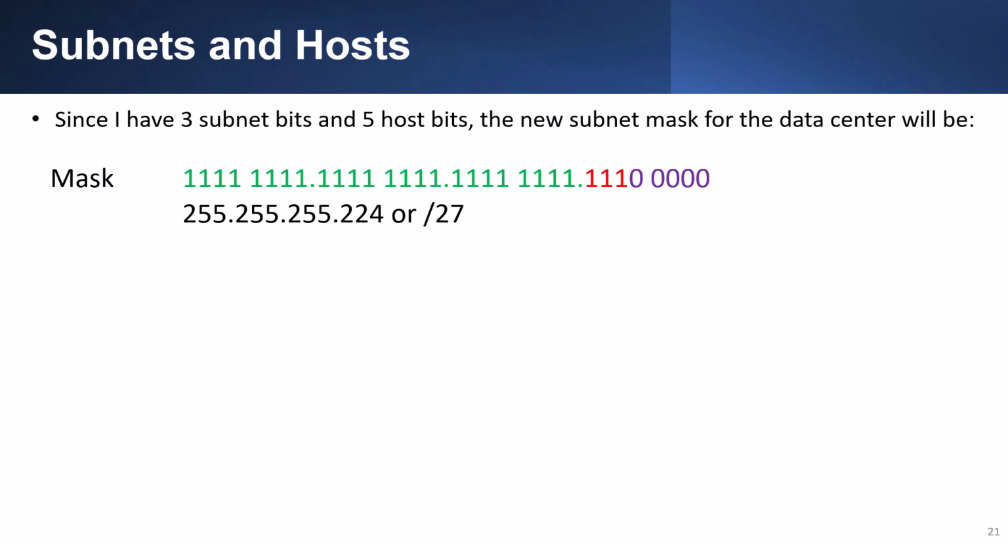Since I have 3 subnet bits and 5 host bits, the new subnet mask for the data center in binary is shown on the screen, which is equal to 255.255.255.224 or CIDR notation of /27.